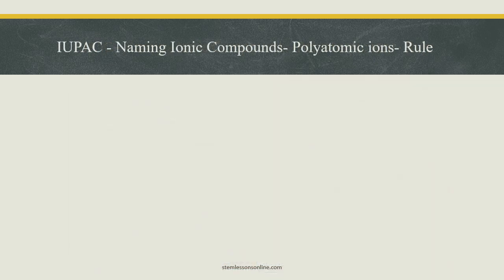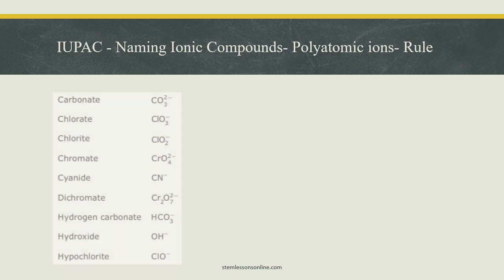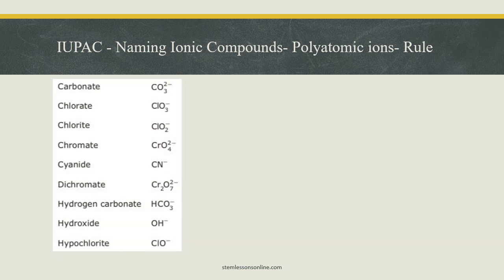So coming back to my question, what are polyatomic ions? And how can you name compounds containing polyatomic ion? Polyatomic ion contains more than one atom. Okay, so in the first case, you can see carbon and oxygen here. Carbon and oxygen, three oxygen.